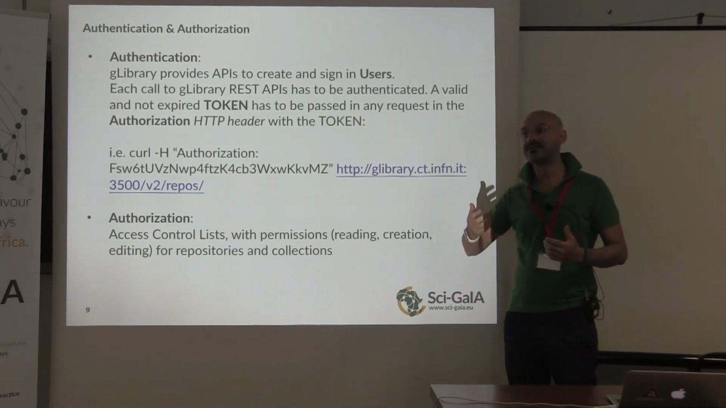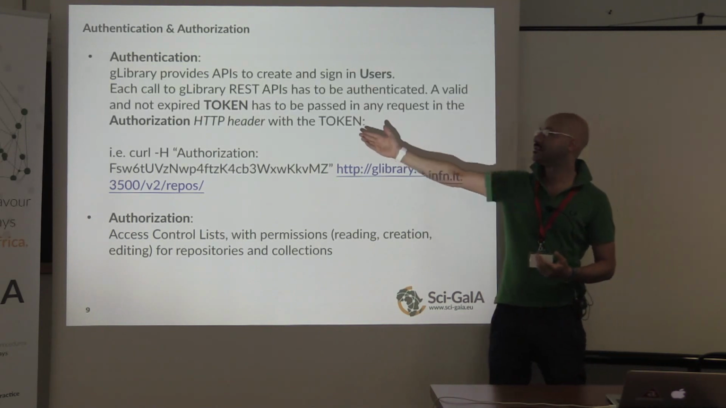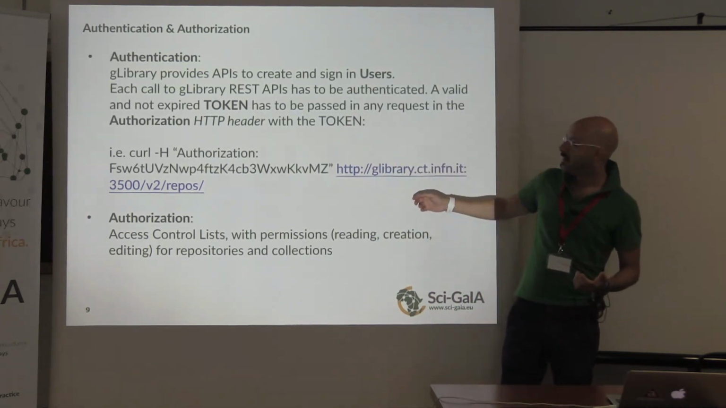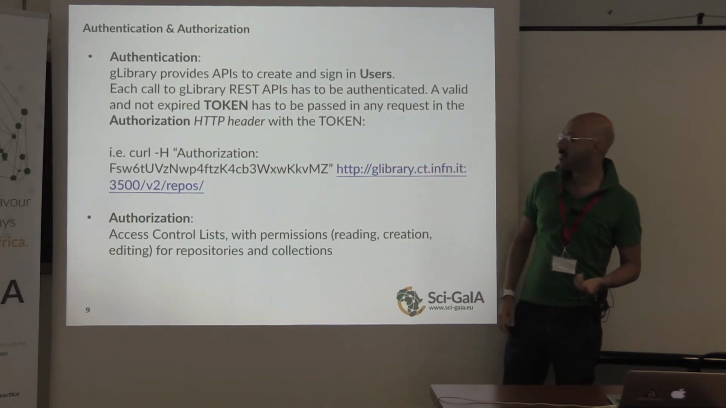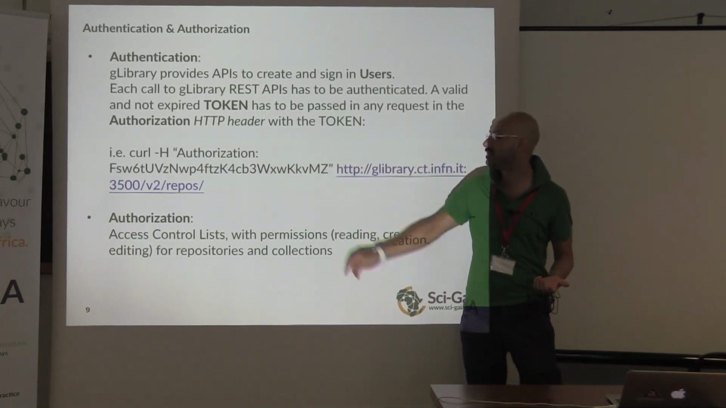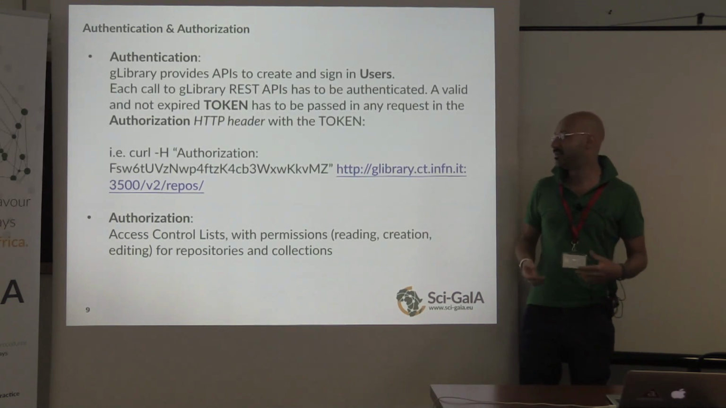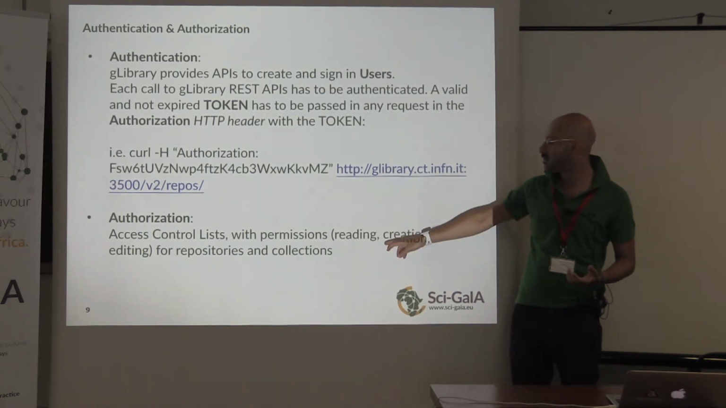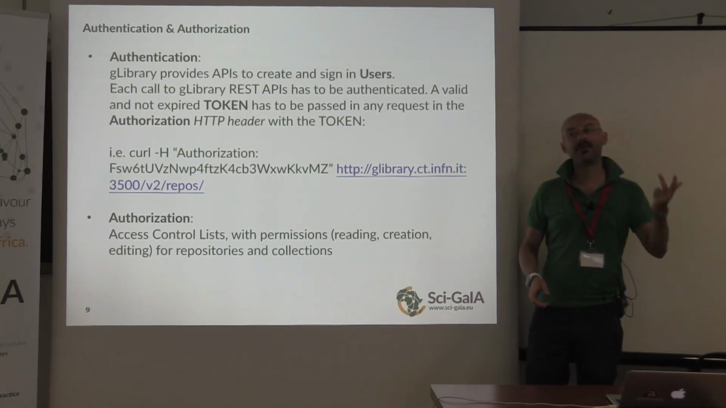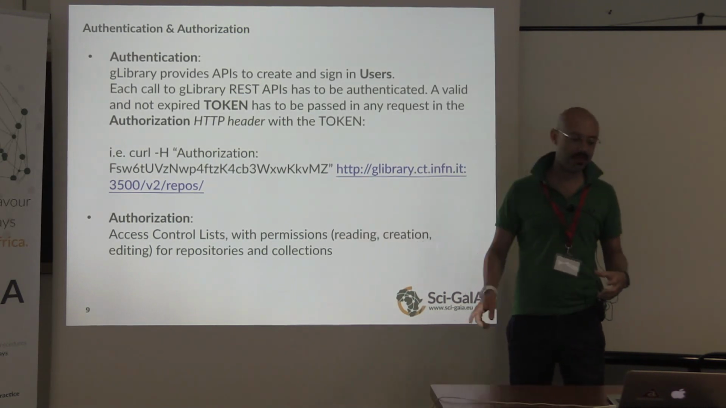Every time you send a request to any of the APIs of GLibrary, you just pass the authorization with the token, like this in the curl example, where we are trying to browse a repository. For the authorization, we have implemented an access control list. With permissions, we have reading, creation, editing, replica download, and replica upload, both for repositories and collections.